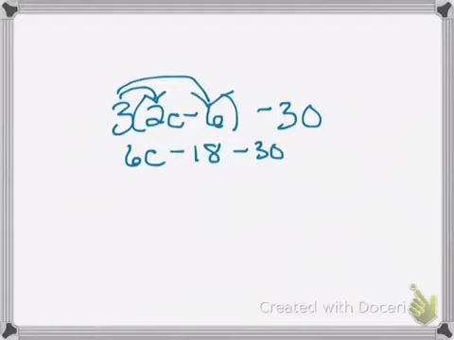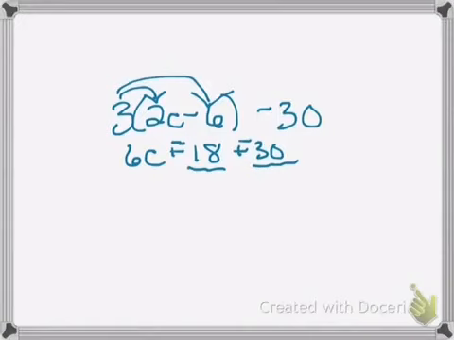Now I have like terms. I have 2 constants. I have negative 18 and negative 30, and the way I usually handle those is I change all the subtractions to addition. But if you change subtraction to addition, you have to change the sign of the following number, so that's going to make it look like 6c plus negative 18 plus negative 30. That's important. If you change a subtraction problem to an addition problem, please be sure you change the sign of the second number.